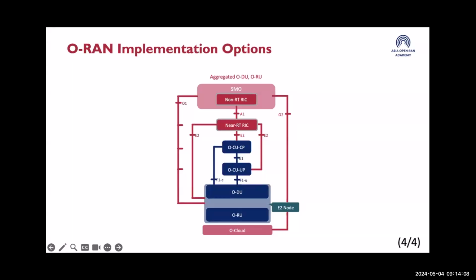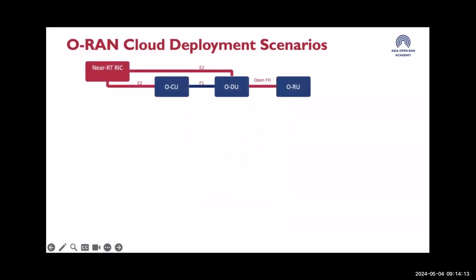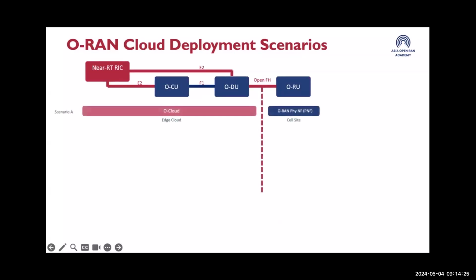Now, in terms of the ORAN cloud deployment scenarios, in simple terms, you have the near real-time RIC connected to your E2 nodes. It depends where these are located. In some scenarios, for example scenario A, we can have the near real-time RIC, the OCU and the ODU located in the O-Cloud or edge cloud, and the ORU is located in the cell site premises. So this is one of the cloud deployment scenarios.